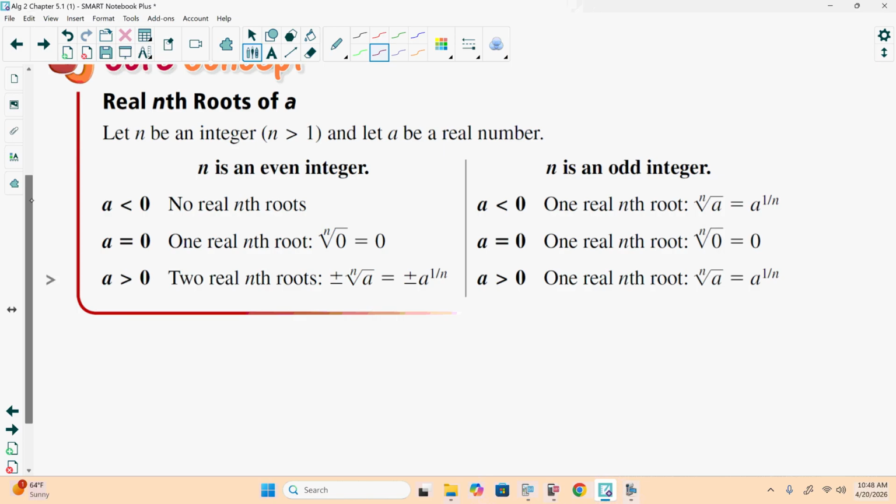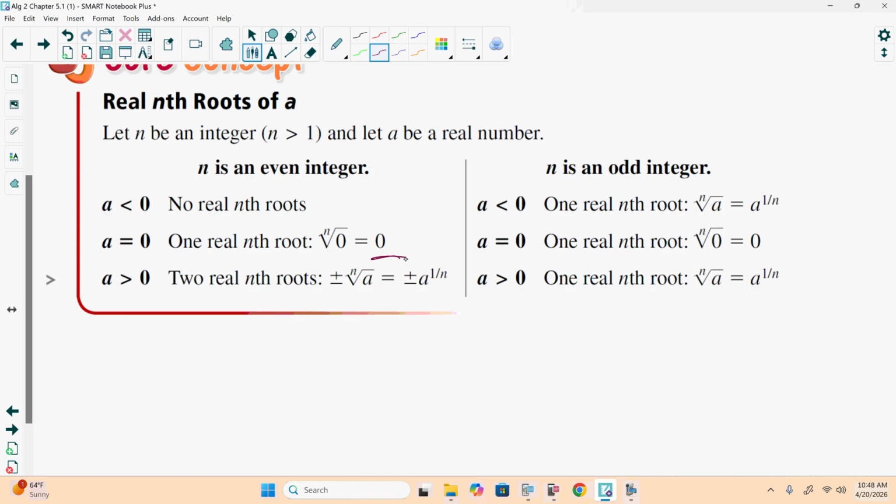And if a is 0 and we take an even root of it, it's going to be 0. Because 0 cannot be positive or negative, so we don't have 2, we just have 1. And if a is less than 0, we have a negative number. We have no real roots. Because both of the roots that we would have in that case are going to be complex, they're going to be imaginary, we don't have any real roots.